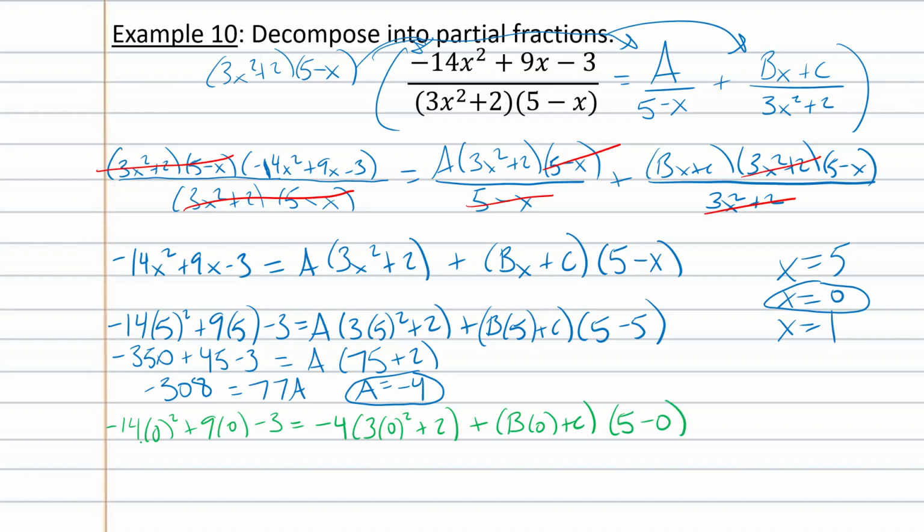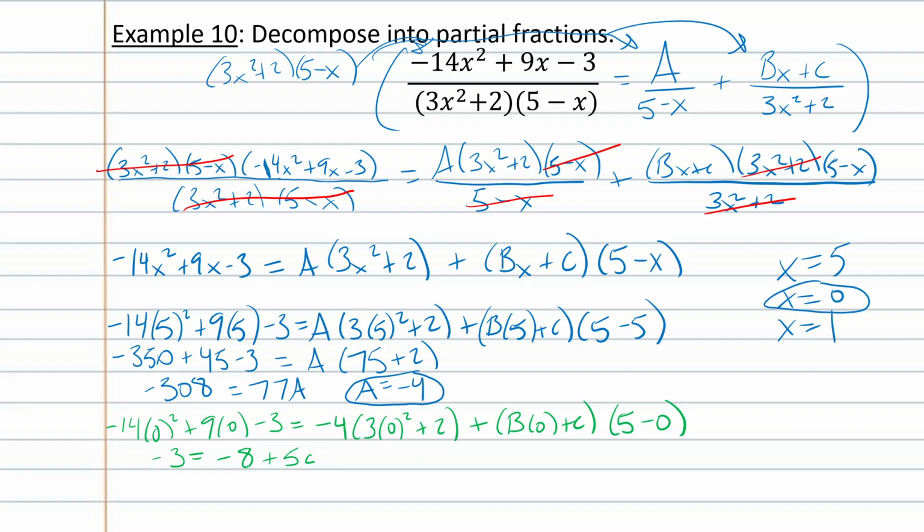Awesome. Negative 14 times 0 squared is 0. 9 times 0 is 0. Minus 3. So left-hand side simplifies down to a minus 3. 0 squared is 0. Times 3 is 0. Which just leaves you with a 2 in that parentheses. 2 times negative 4 is negative 8. Okay. B times 0 is 0. It just leaves you with the c there. 5 minus 0 is 5. So it really just leaves you with a 5c.